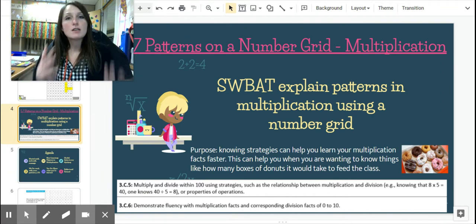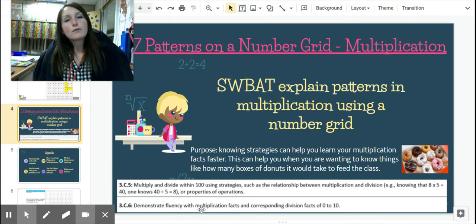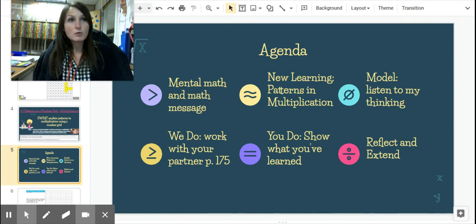Okay, this is just another way of checking, when we are looking to see if our problem is correct, or if we see a question, like how am I going to know what the right answer is? It's just another strategy to help me become fluent with multiplication and division. So we are going to look at our new learning today of what are patterns in multiplication. I'm going to model my thinking. You're going to get to work on this with some questions from your book, and then you're going to show me that you've learned this.